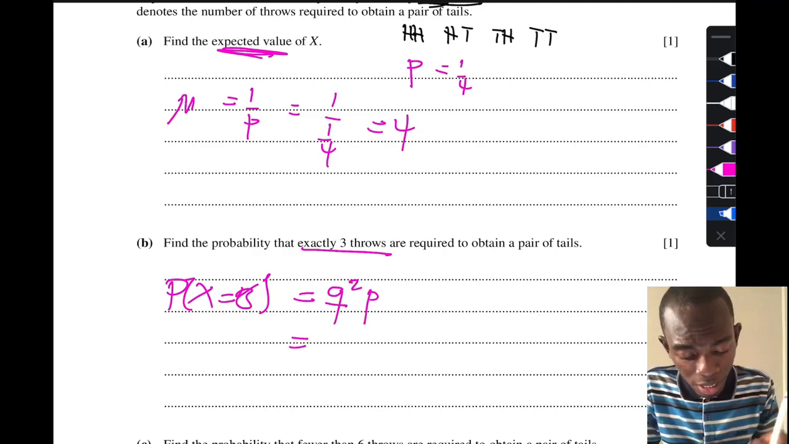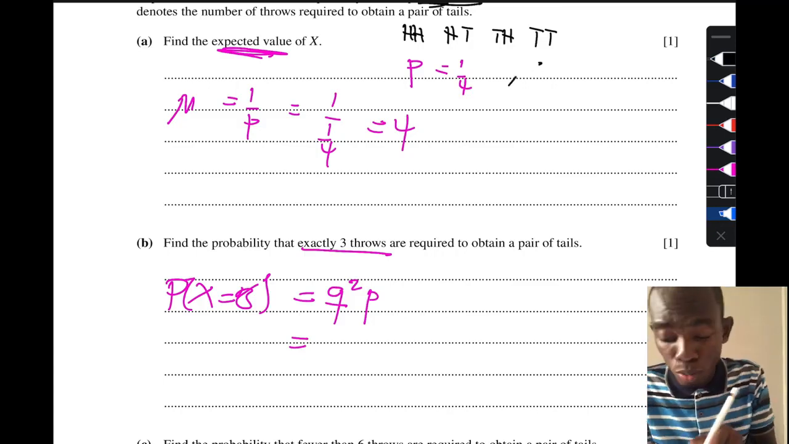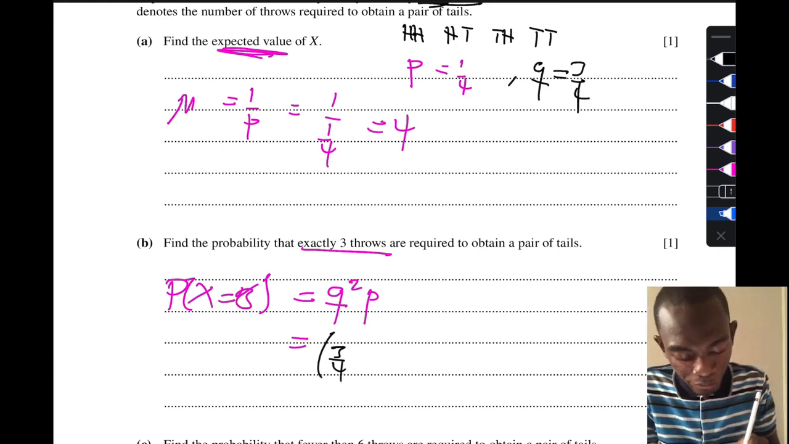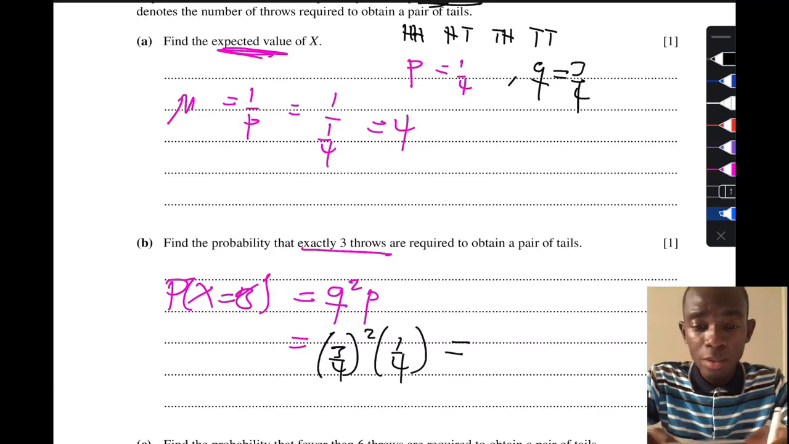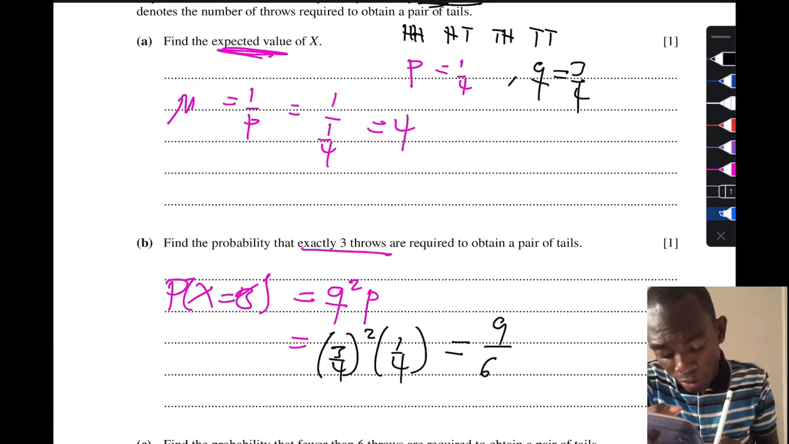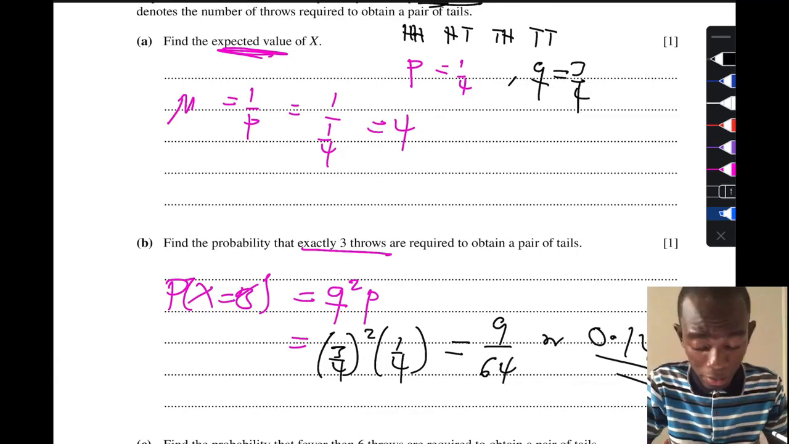Our success is 1/4, so the failure is definitely 3/4. So that means (3/4)^2 times 1/4. Just grab a calculator; I save my brain for the harder things. Your answer is 9/64, or if you want a decimal, 0.141, to 3 significant figures.